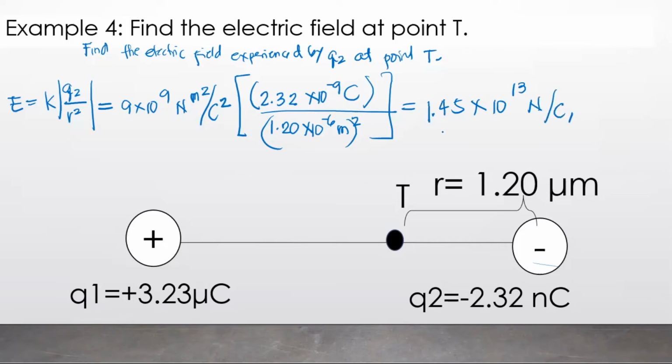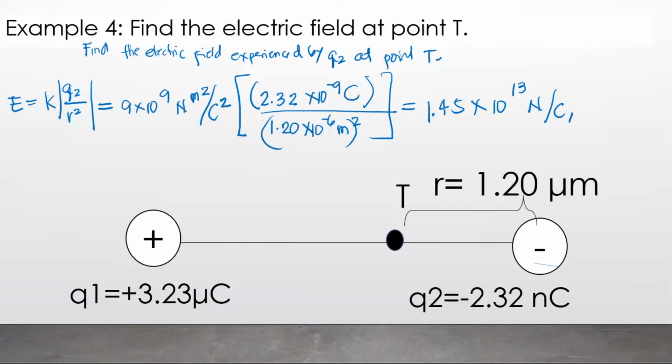Okay, now let's analyze the direction. This is just the magnitude. So our magnitude for example 4 is 1.45 times 10 to 13.